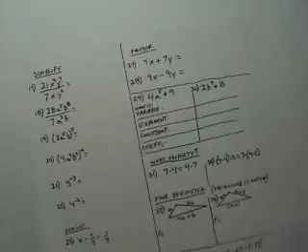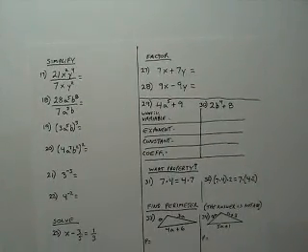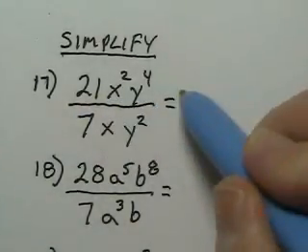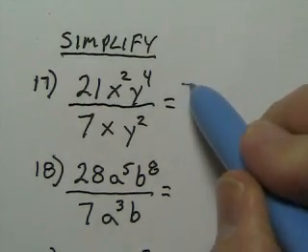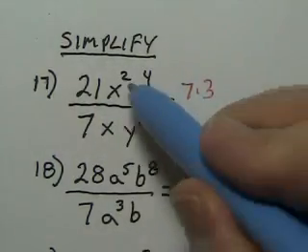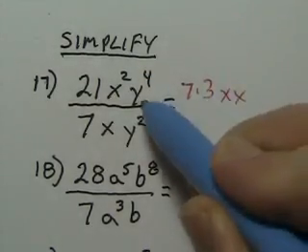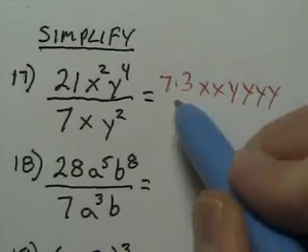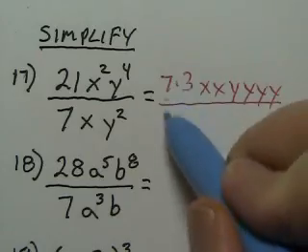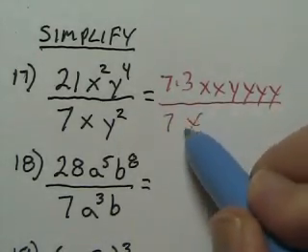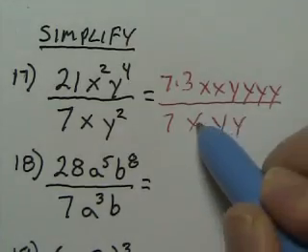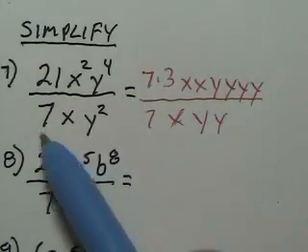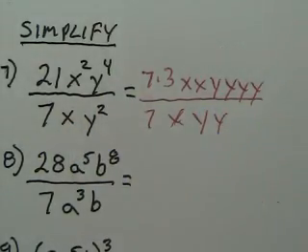Okay, go ahead and turn your paper over. Okay, number 17, we're supposed to simplify this expression. You know what, I'll kind of do it the long way here. 21 is 7 times 3. X squared is 2 x's. Y to the 4th, that's 4 y's. This is the long way. 7, I have 1 x, and I have 2 y's on the bottom. So on the top, 2 x's, 4 y's. On the bottom, 1 x and 2 y's.